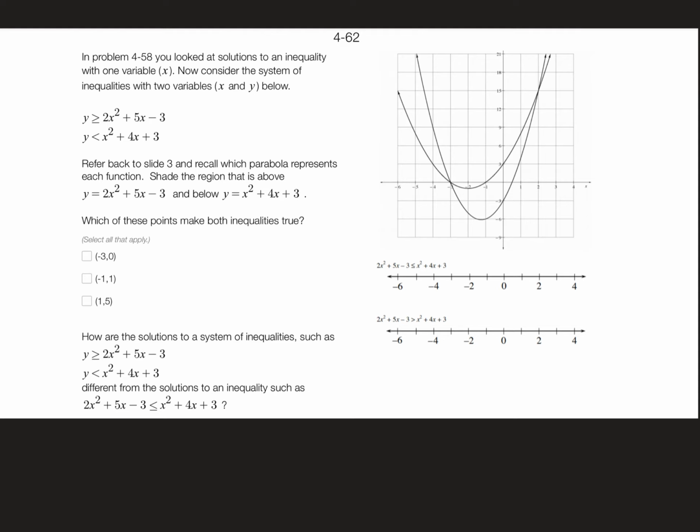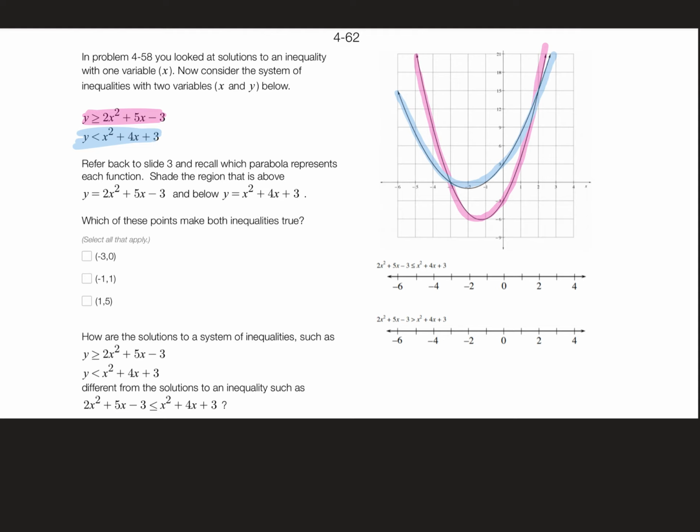The first one is y is greater than or equal to 2x squared plus 5x minus 3. And the second one is y is less than x squared plus 4x plus 3. So the same two equations that we've been dealing with, but now we're looking at a system of inequalities. We already kind of discussed which graph represents which equation, so I'm going to just highlight those to correspond. So we have an idea of which equation represents each parabola.